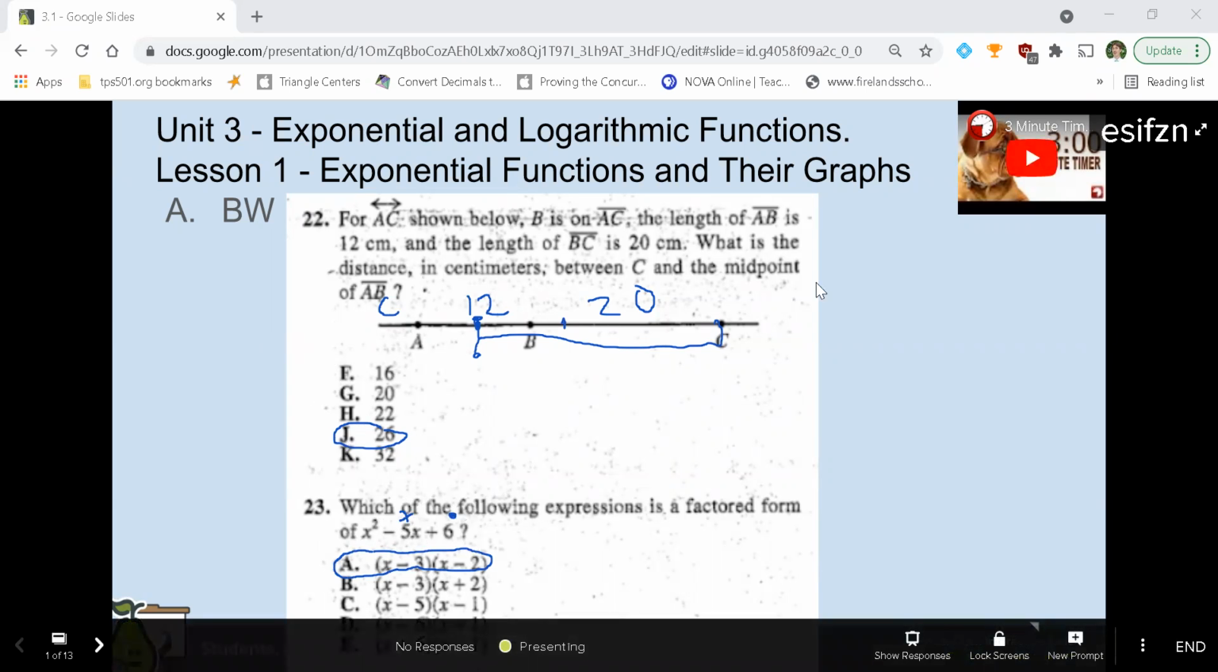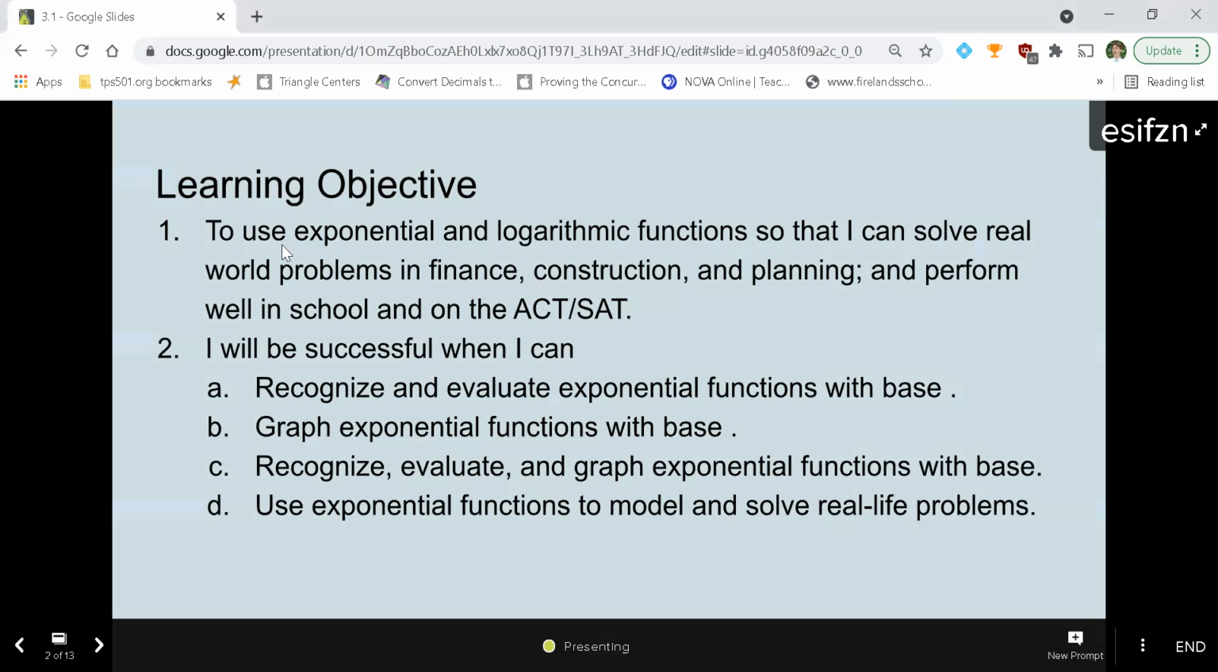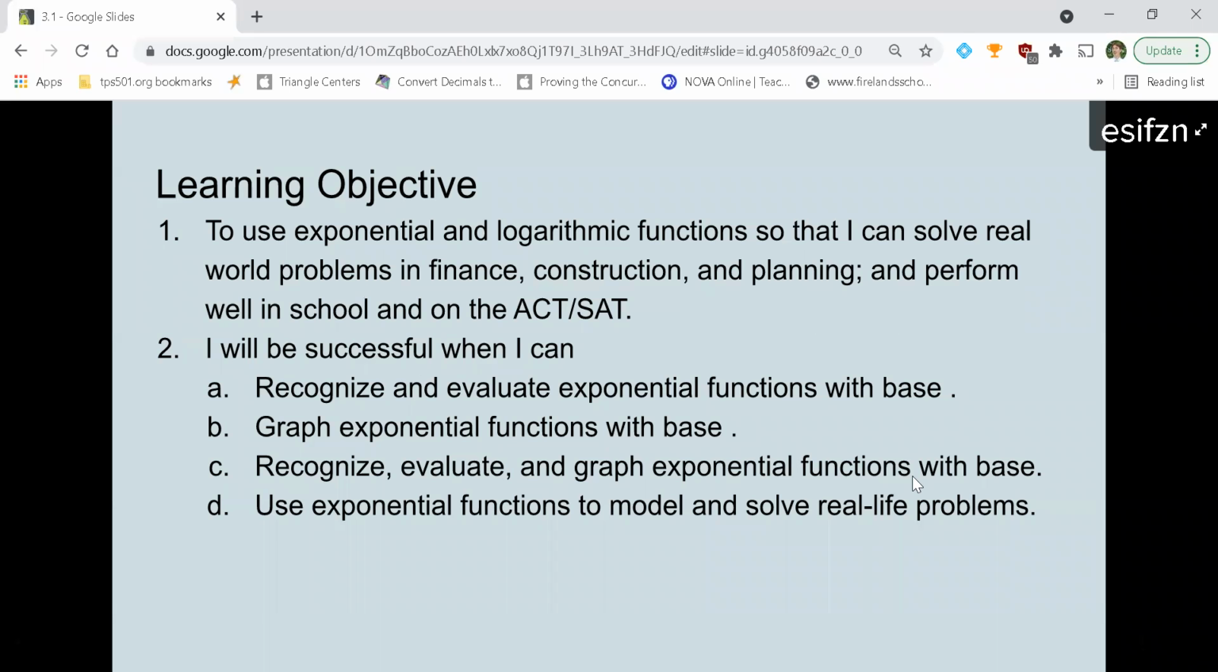Okay, today in class, we'll see if we can get all this done. Recognize and evaluate exponential functions with bases. That's not too bad. Graphing, that's just calculator work. Recognize, evaluate, and graph exponential functions with base. Again, that's just calculator work. Using exponential functions to model and solve real life problems. I don't think this is that bad of a class. I don't think it's too difficult. It is kind of a lot.